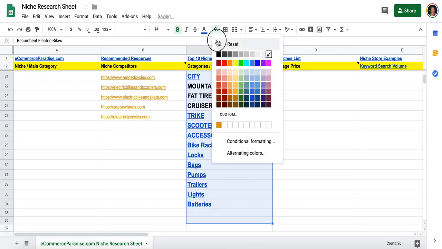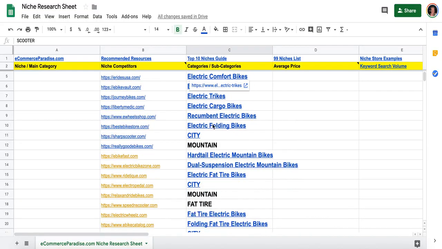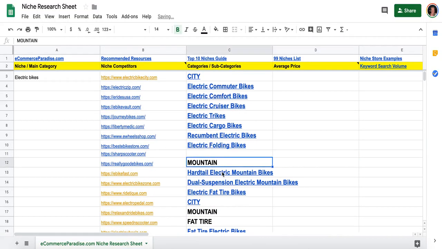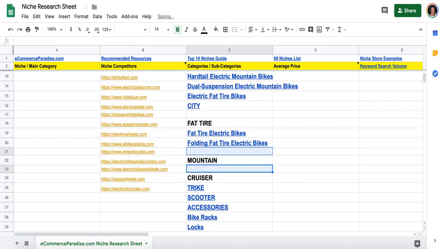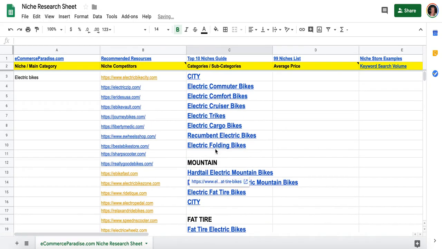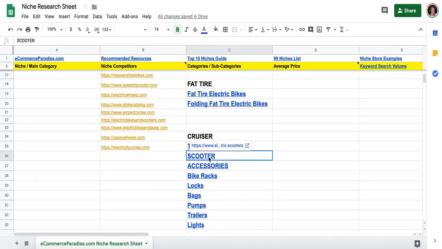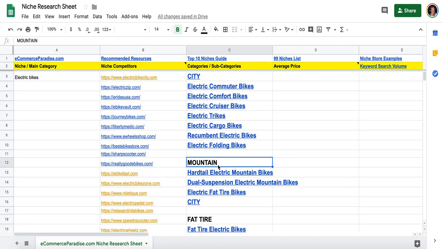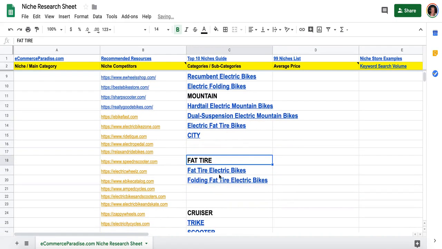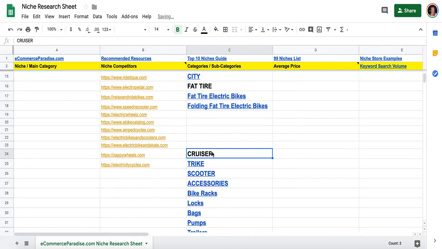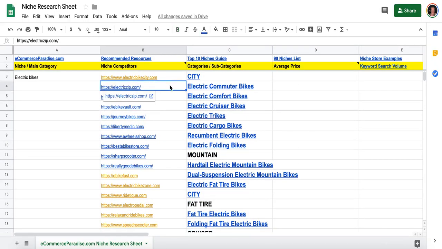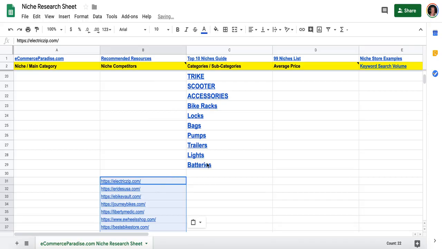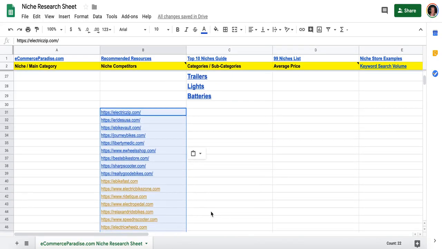So if the colors are off, just reset them. And boom. So some are repeated, obviously, which is fine. So we have city, mountain, fat tire, cruiser, trike, scooter, and accessories. So that's what we came up with there. Just move these up. Okay, and then I will take this list of competitors and move it down below. So now I have all the categories and subcategories. Really easy, right? So let's do the next one.